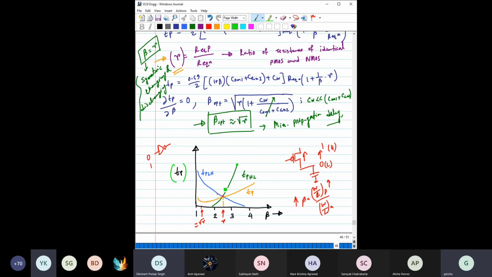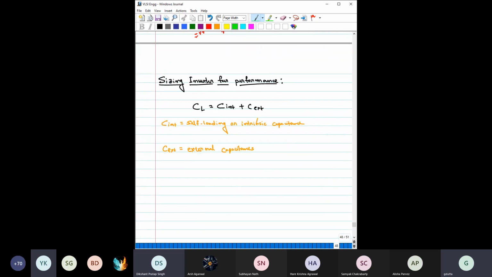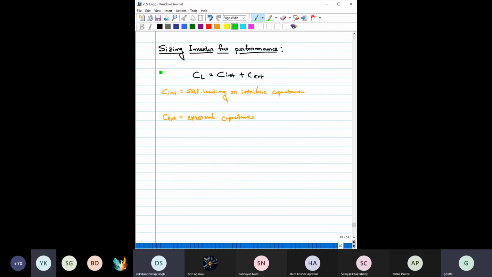So I hope with this you have understood what will happen if you take beta equal to R, and what will happen if you take beta equal to root over R. And I hope that you have understood what is R. That is most important. Okay, if so, then probably we can go to the next discussion, which is quite interesting.